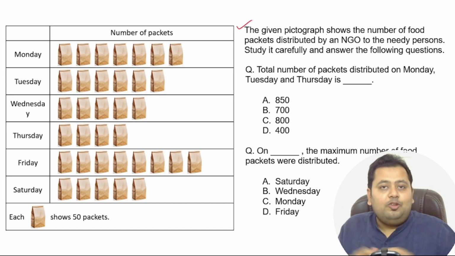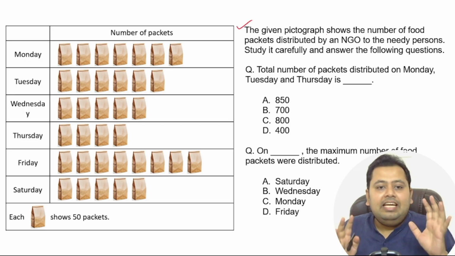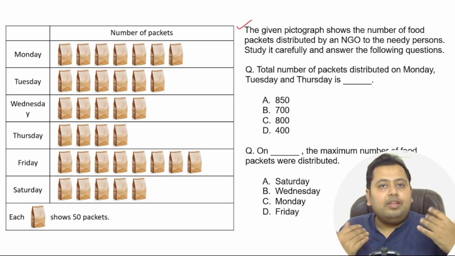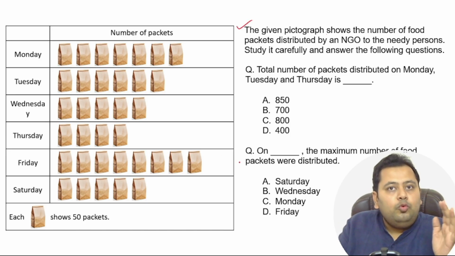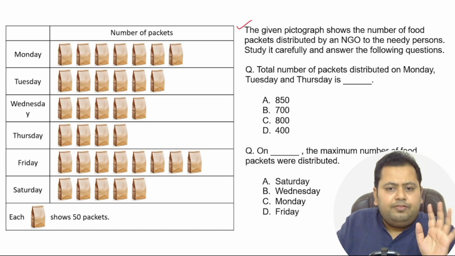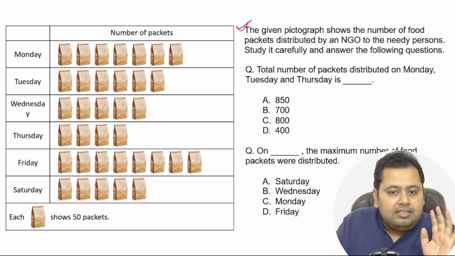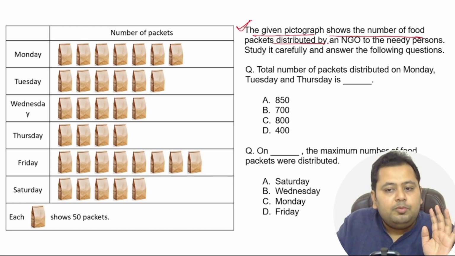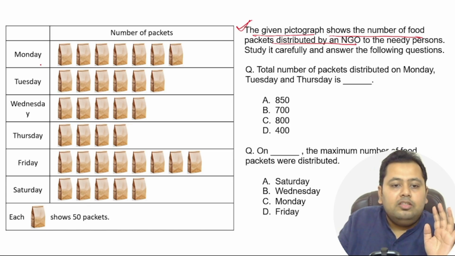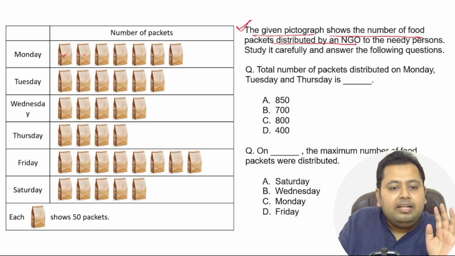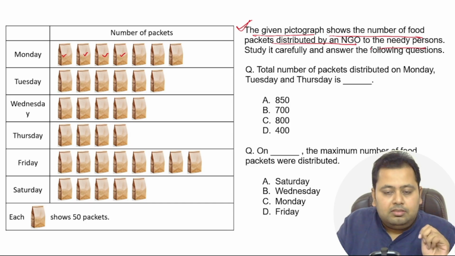Okay, so let's go to the question directly. Now what you can see is there is a data table which you need to read, and then you have two questions relating to this data table. So let's first read out what the question says. The given pictograph shows the number of food packets distributed by an NGO, right? So these are food packets being distributed by the NGO to the needy persons. Study it carefully and answer the following questions.